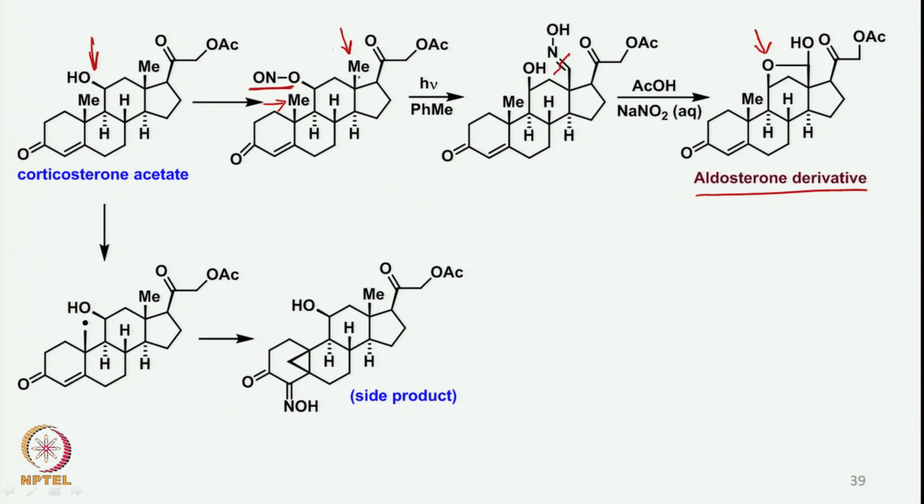So basically what has been done is this particular methyl group, which is remotely placed but accessible for the 6-member transition state to form, and that allows the aldosterone derivative to form. So it is a very easy way of converting a corticosterone to an aldosterone derivative.